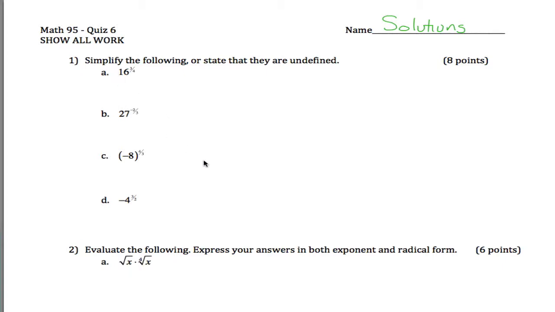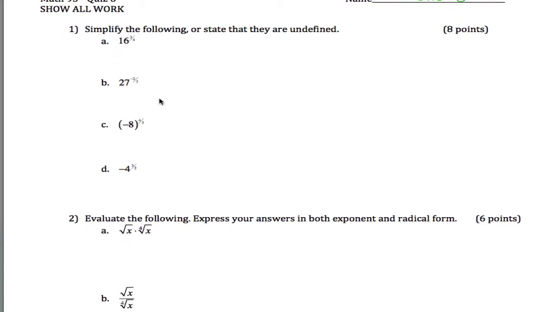All right, quiz 6, solutions for Math 95. This first problem, we're given four expressions and asked to simplify them. In other words, say what number each one is equal to.